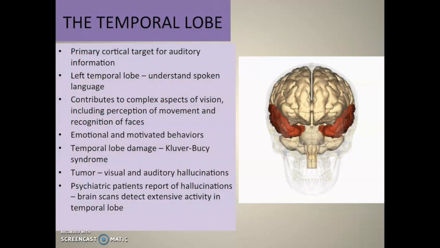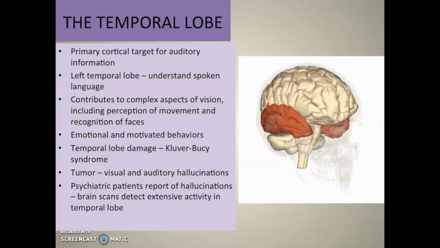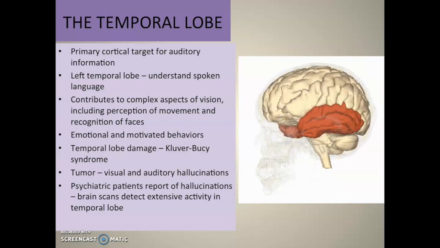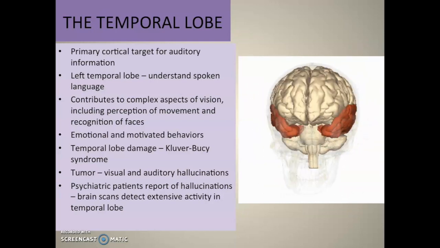The next region that we're going to look at is the temporal lobe. The temporal lobe is a major region for auditory information. So this particular region helps you understand spoken language. It also has other aspects to it. For example, vision. It also helps you to comprehend complex or abstract visual designs and patterns, like an abstract image or an abstract painting. Okay, so that's another thing that it allows you to do.